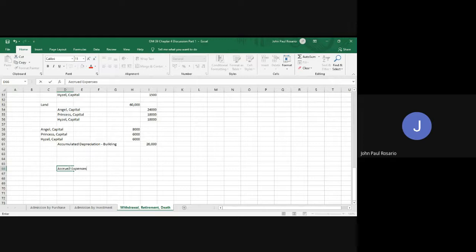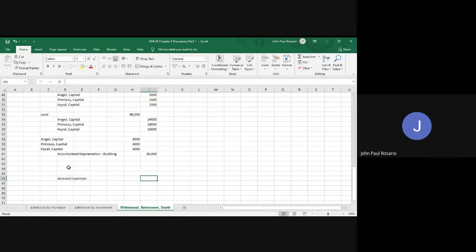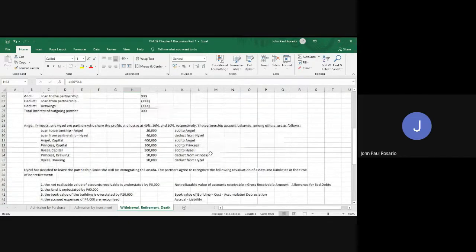Amounting to how much was that? 4,000. Okay, credit. And for their shares in this one, we copy this formula and then paste it. As you can see, the share of Angel is 40%, the share of Princess is 30%, and the share of Hazel is 30%. Total of 4,000 pesos. Okay, so with that, we can now compute this first part.